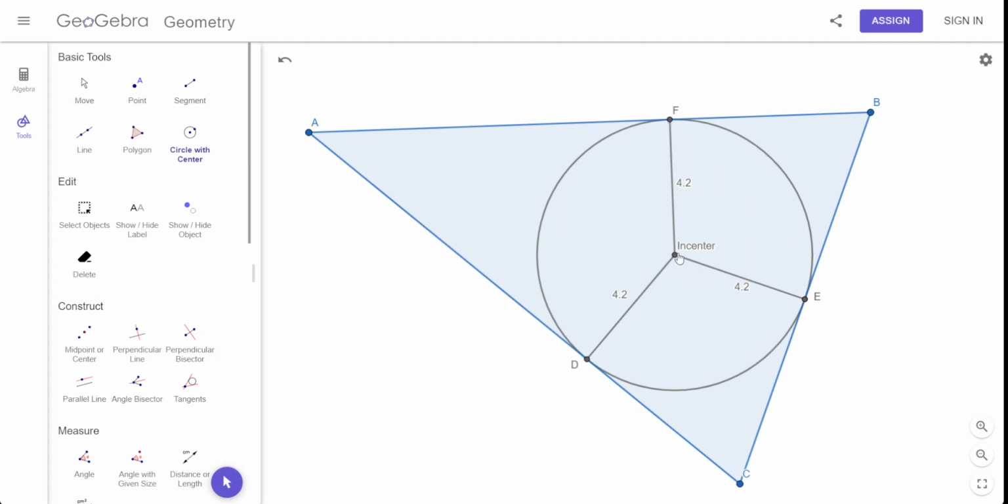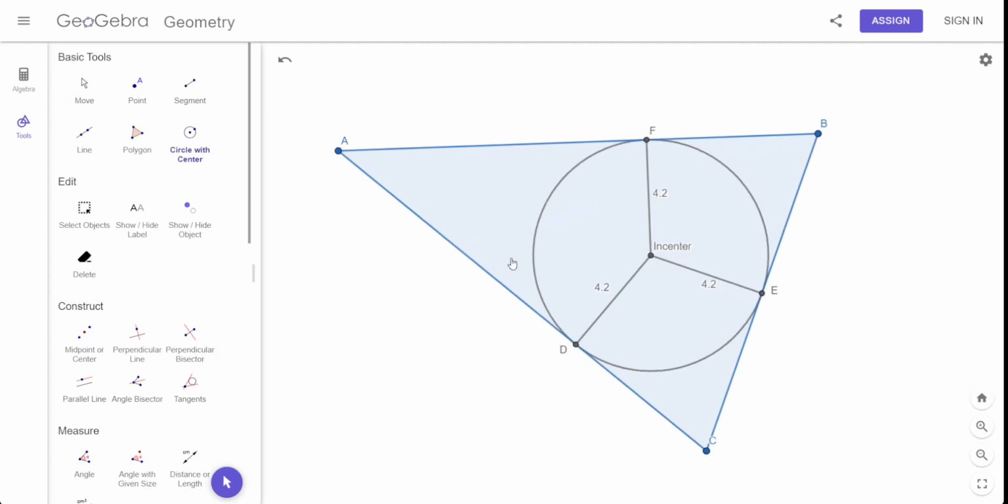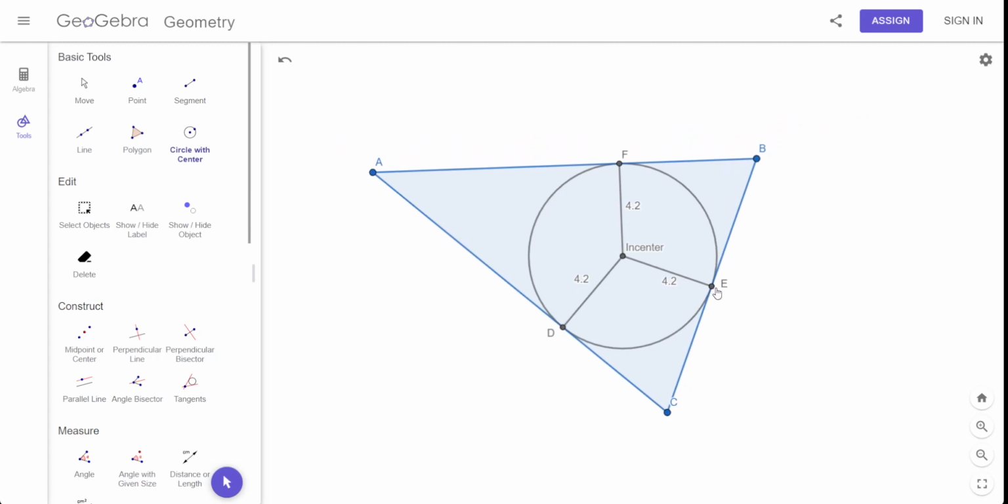each one of these is the radius of the circle, isn't it? See that 4.2, that 4.2, that 4.2? That's the radius of the circle. Where does that radius fit? It fits where? Inside of the triangle. Let's make this a little smaller. Let's just see.